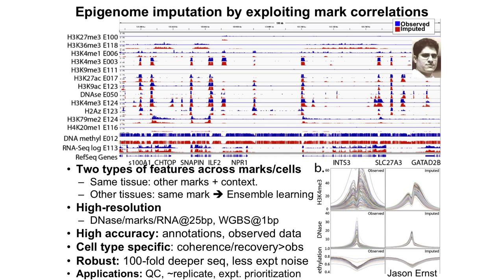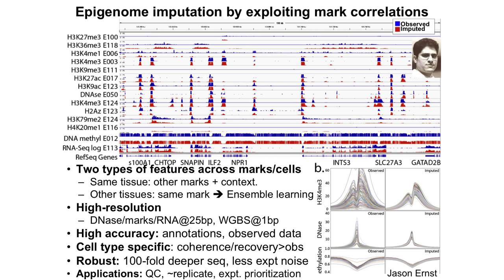Of course, I've labeled it here. So the observed data sets are blue, and the imputed data sets are red. But you can see here that Jason Ernst was actually able to predict not only the rough level, the rough position of these different modifications, but the actual level of these modifications across different cell types. And when you start zooming in, you start seeing here even the dips in the chromatin profile that correspond to accessible regions are in fact very strongly predicted at 25 nucleotide resolution for DNAs, histone marks, and RNA, and at single base pair resolution for whole genome bisulfite.